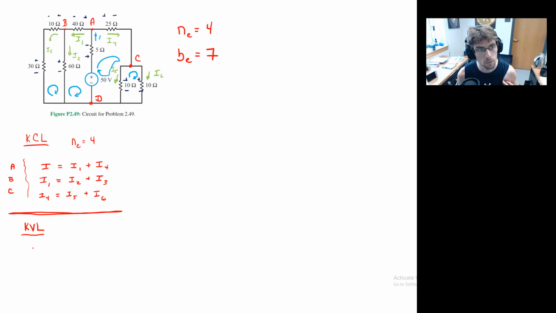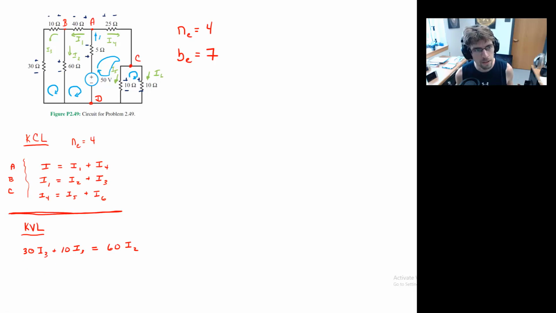So leftmost one, I see a jump. I go across the 30 ohm resistor, and I see a jump. So I'll put I3 here. Keep going. I see a jump when I hit the 10 ohm resistor. And I keep going. Now I see a drop when I hit the 60 ohm resistor. So I'll put the 60 on the other side, and that is multiplied by I2.